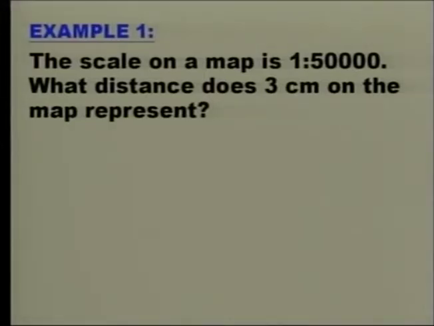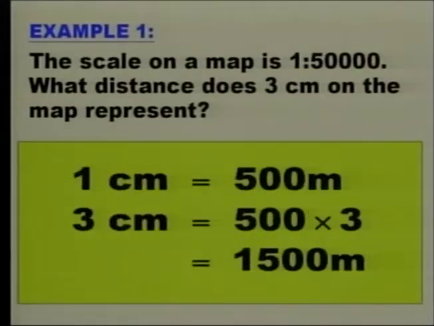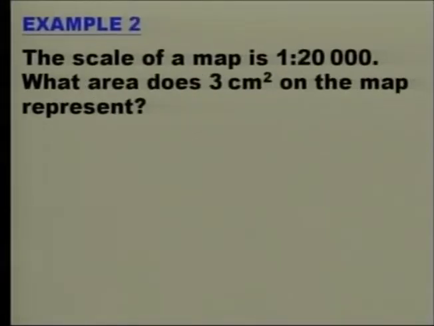The scale on a map is 1:50,000. What distance does 3 centimeters on the map represent? So first, 1 centimeter is equal to 500 meters. What does 3 centimeters represent? All you have to do is multiply 3 by 500 and you get 1,500, which is the same as 1.5 kilometers. Okay, that one is very easy. So we'll go on to the next example.